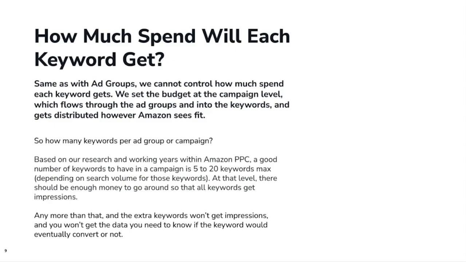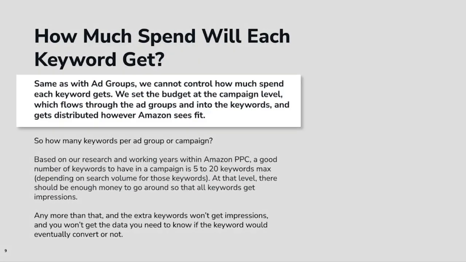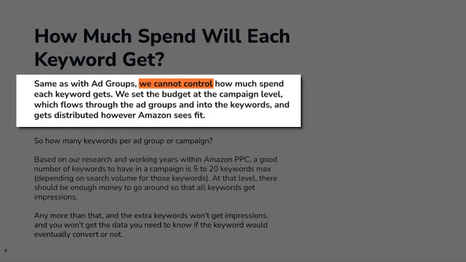Same with keywords, a very similar concept. I get this question a lot: how much spend will each keyword get? We can't control how much spend each keyword gets. We can set the budget at the campaign level, and that's going to flow into the ad groups and into the keywords, and again, get distributed by Amazon however they want to use it.